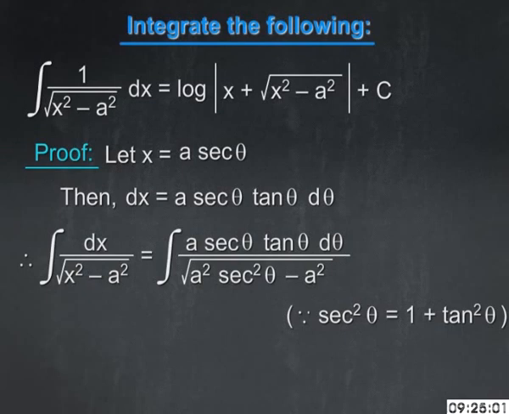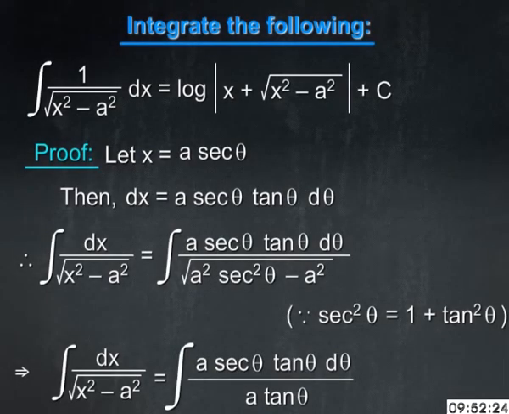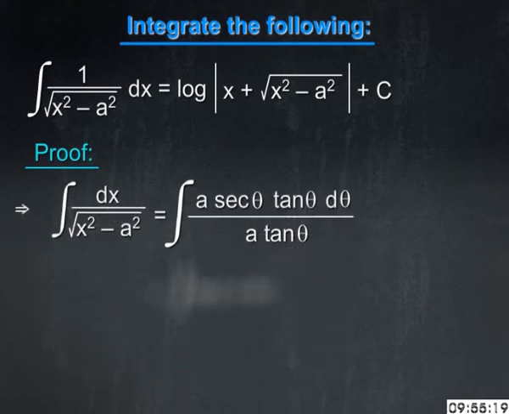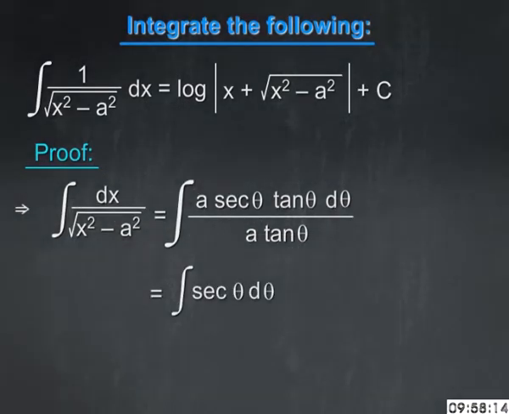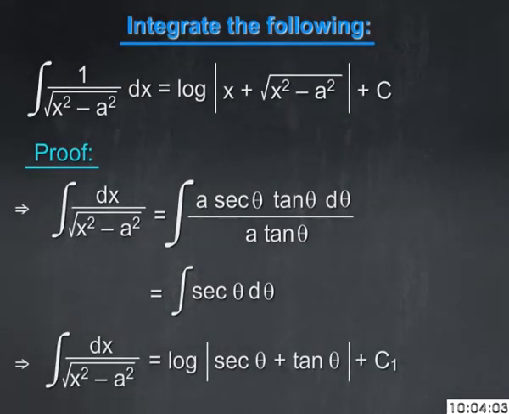Therefore, integral of 1 upon square root of x square minus a square with respect to x is equal to integral of a secant theta into tan theta upon square root of a square into secant square theta minus a square with respect to theta. So it will be equal to integral of a into secant theta into tan theta upon a into tan theta with respect to theta. So that is equal to integral of secant theta with respect to theta, which is equal to log of mod secant theta plus tan theta plus c1.